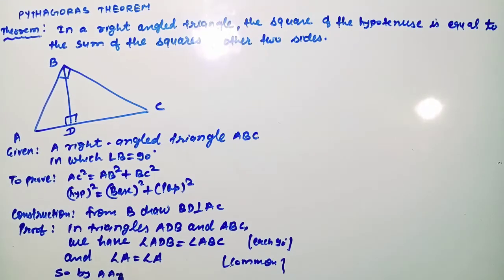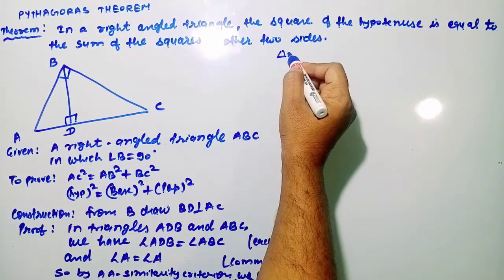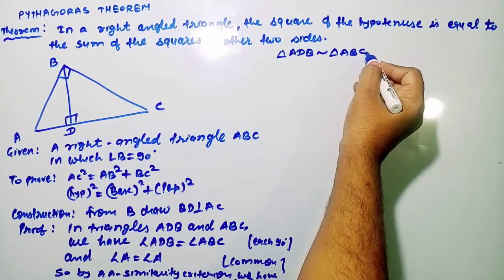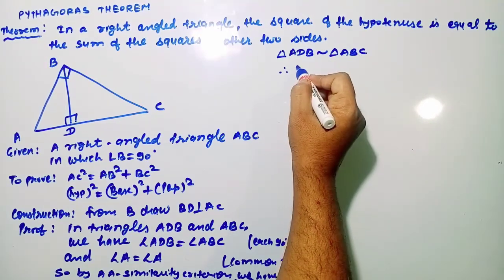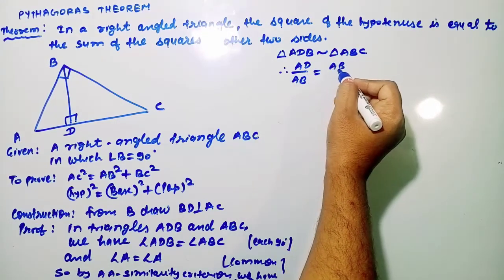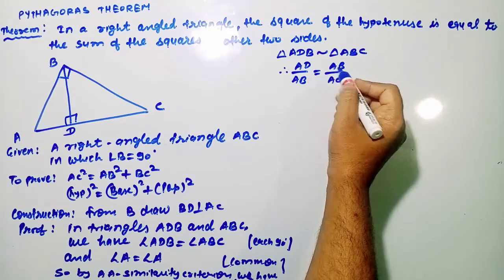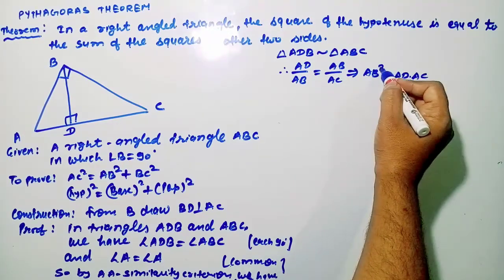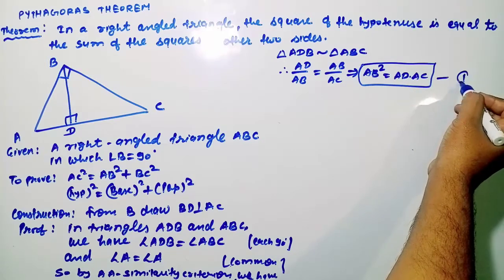So by AA criteria of similarity, these two triangles are similar, right? So triangle ADB similar to triangle ABC. So as per the definition of similarity, AD upon AB is equal to AB upon AC. So doing the cross multiplication, here we are getting what? AB square is equal to AD into AC. Suppose this is result number 1.